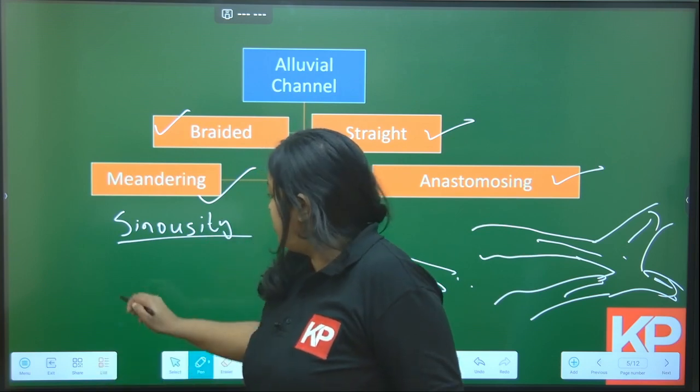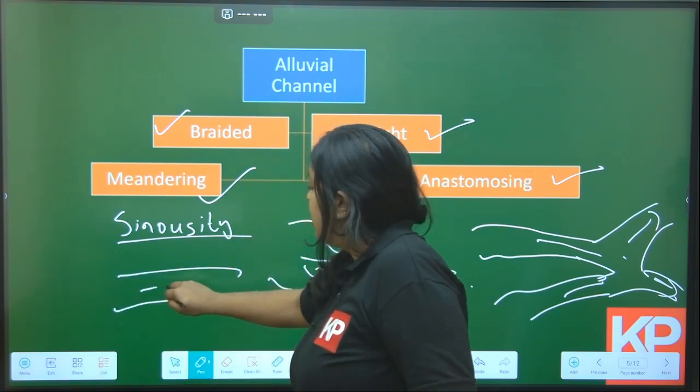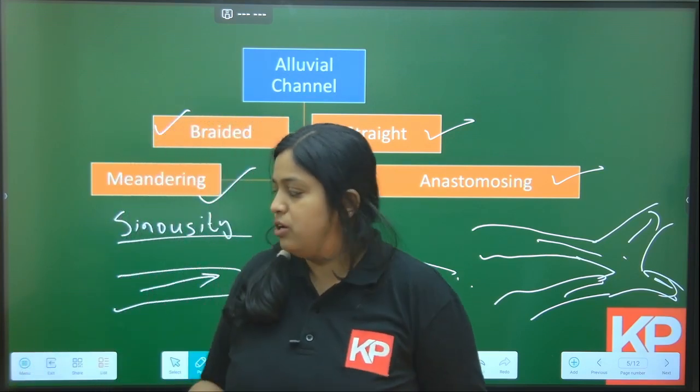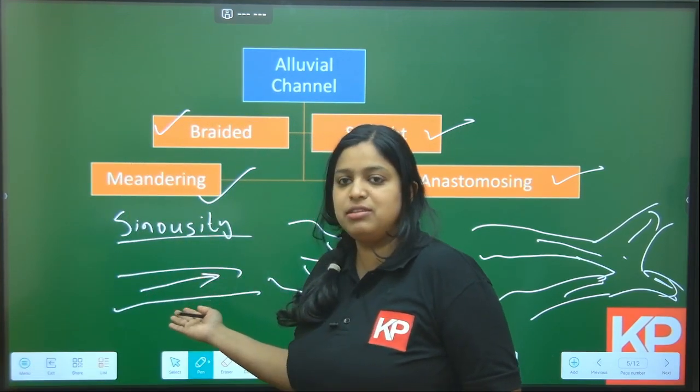Then straight channel means very normal. The channel has a sinuosity that is very low, almost equal to 1. There is no curvature. Those are called straight channels.